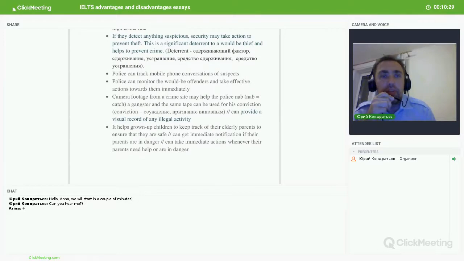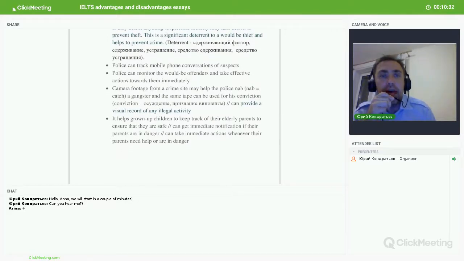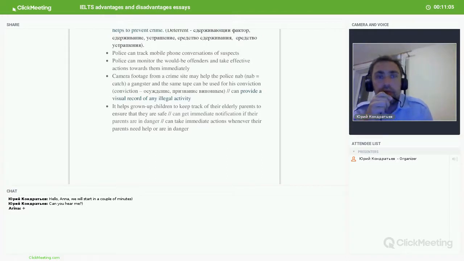Camera footage from a crime site may help the police nab a gangster or catch a criminal, and the same tape can be used for his conviction. Or it can provide a visual record of any illegal activity. And one more possible advantage that could be mentioned: it helps grown-up children to keep track of their elderly parents to ensure that they are safe. So they can get immediate notification if their parents are in danger, and they can take immediate action whenever their parents need help or are in danger.